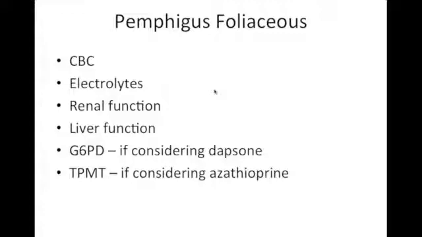Now, G6PD and TPMT, or even HIV, Hep C, Hep B antibodies, or even PPD for tuberculosis, we do check if you consider using an immunosuppressant. Some immunosuppressants like dapsone require you to check the G6PD, and so on and so forth. In mid-September, I think I'll be talking about azathioprine, and we'll go into this topic there.